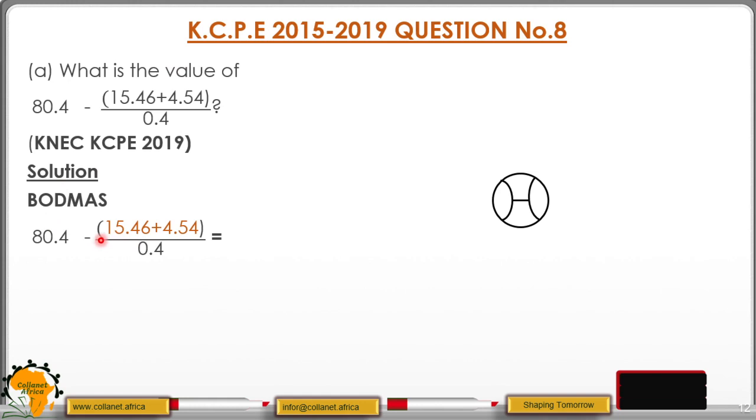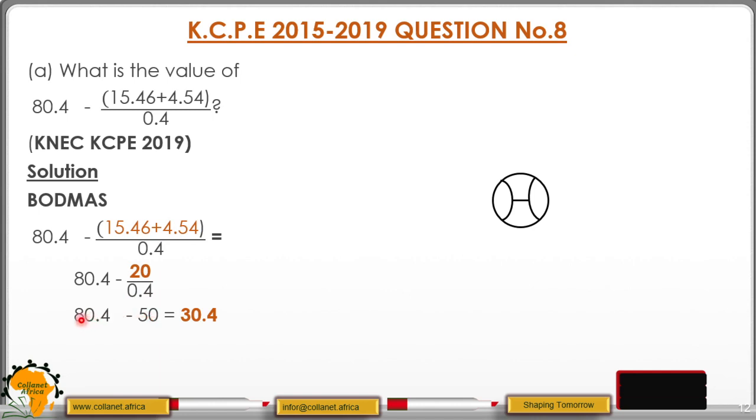So in this case, we are going to start with a bracket, and it is good to note that the 0.4 is not covering up to this one. So this one is simply 80.4 over 1. Okay, so it's a whole number on this side, so it's divided by 1. So when you add these two, you're going to get 20. And then 20 divided by 0.4, you get 50.